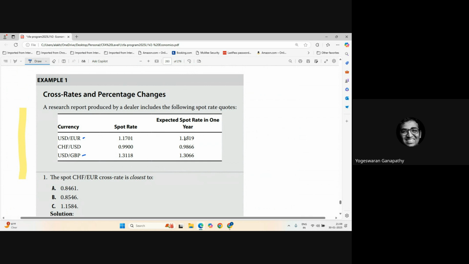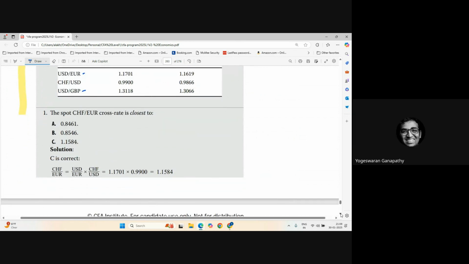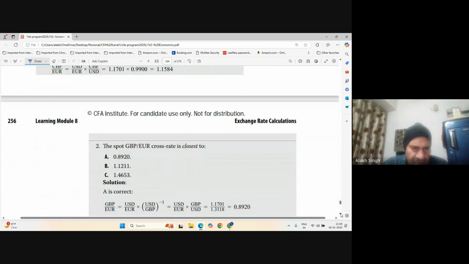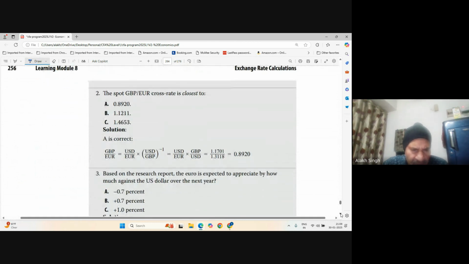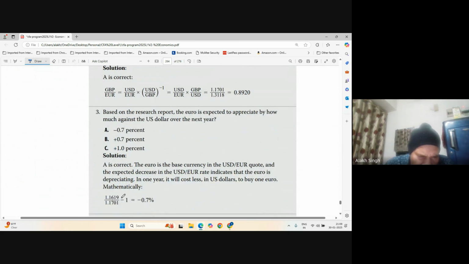So by 11%. How much? Sorry, 1.1%. 0.1%. It should be minus. Euro is depreciating. So it will be minus. Now, which one is the answer? Minus 0.7%. A is the answer. A is correct. How did he do that? Yes, 1.16 divided by minus 1.7%. Is there any other question?